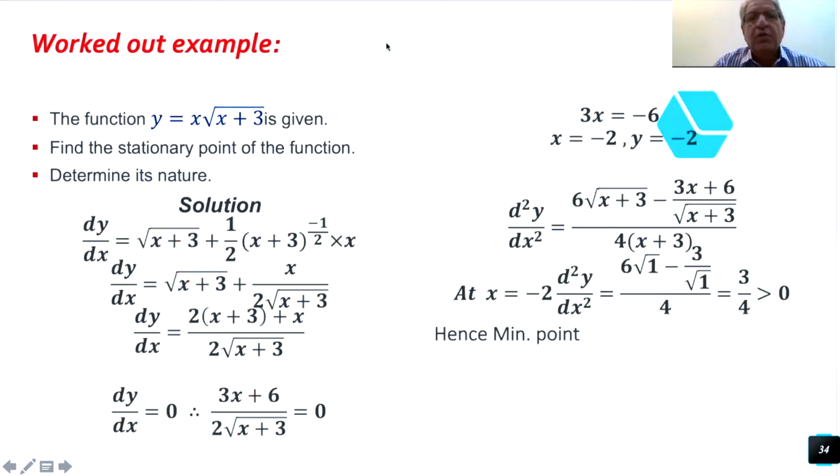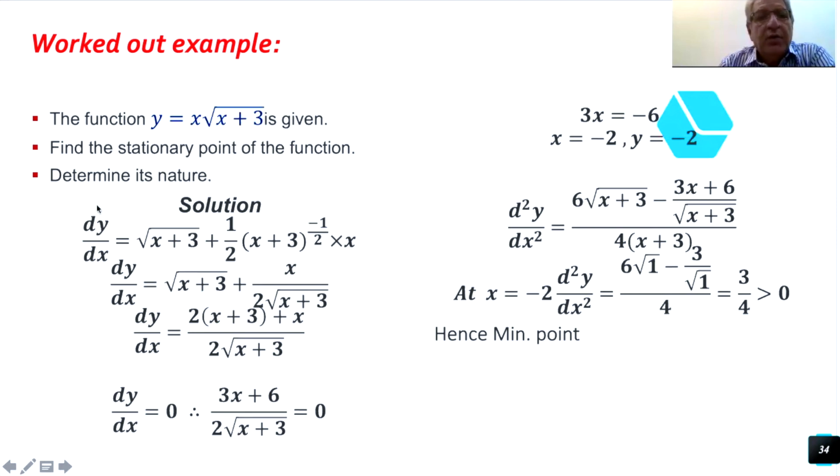Okay, now let us go for the next example. The function y equals x times the square root of x plus 3 is given. Find the stationary point of the function and determine its nature.